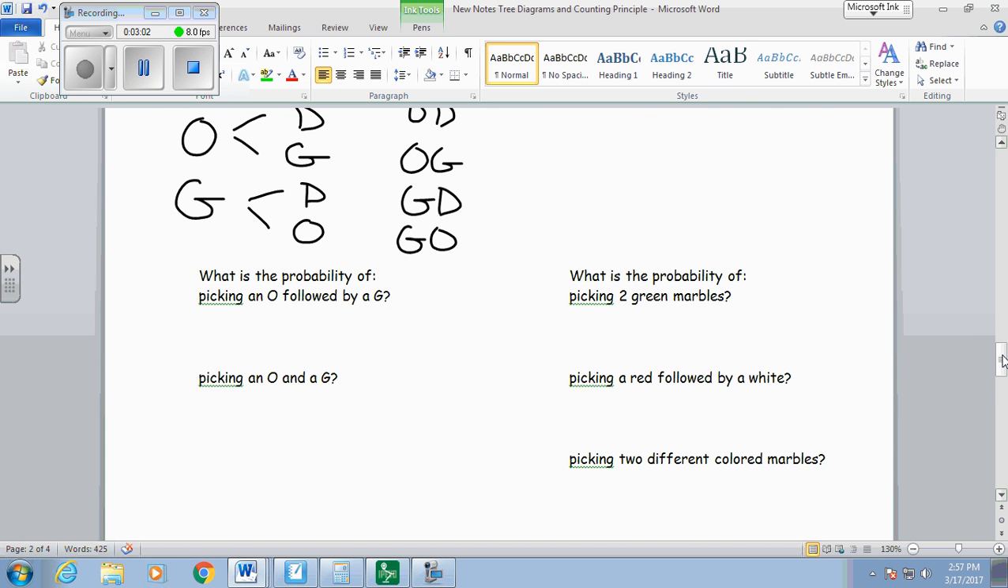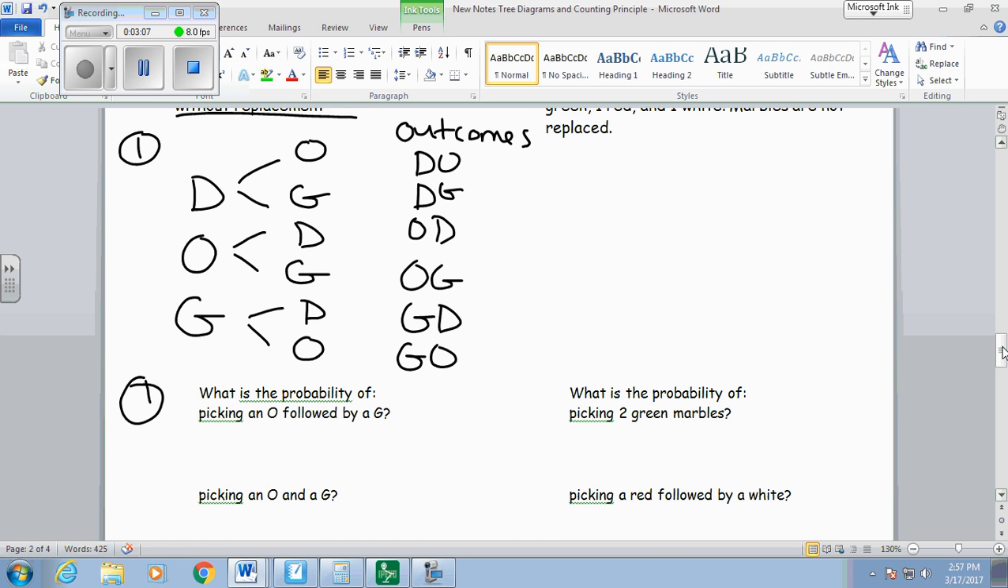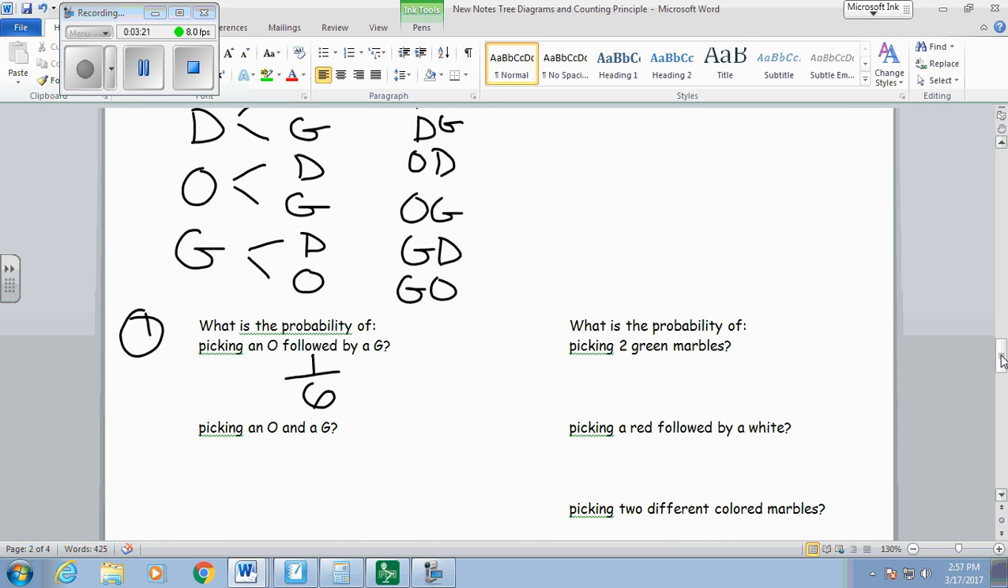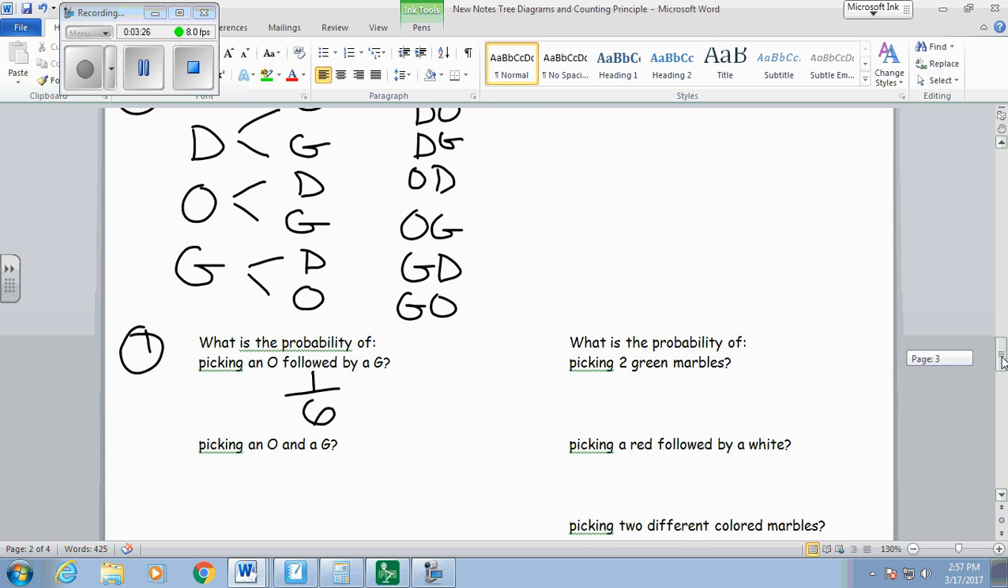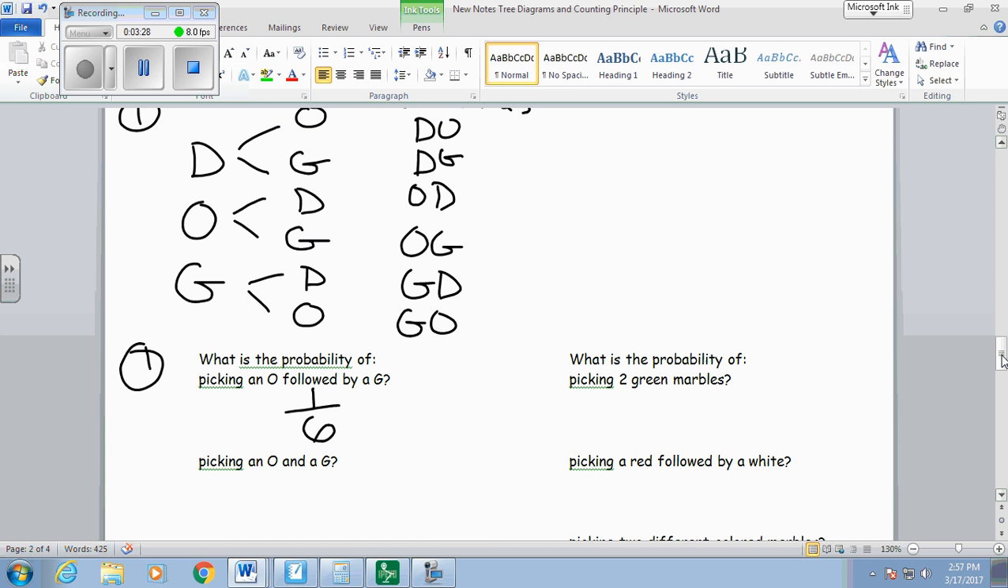So now I'm answering my questions. Your questions for 1 are right here. And so it's asking you, what is the probability of picking an O followed by a G? They're asking for a specific order here, and the only one that fits that is obviously OG, so that's 1 out of our 6 outcomes. And then they're asking about picking an O and a G. This one does not specify order, so you can have one that has an O and a G first, or it can go G and O. So this is 2/6, which would become 1/3.